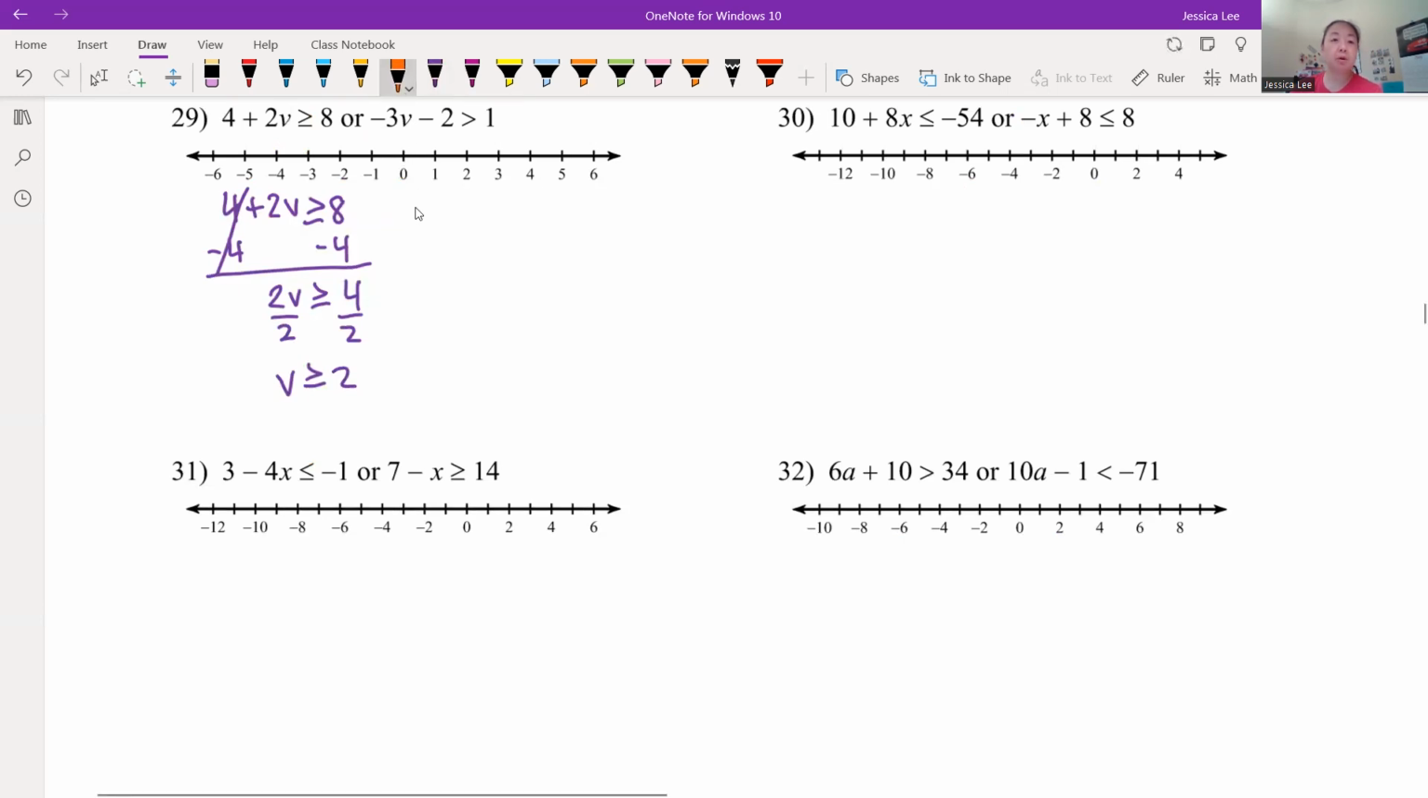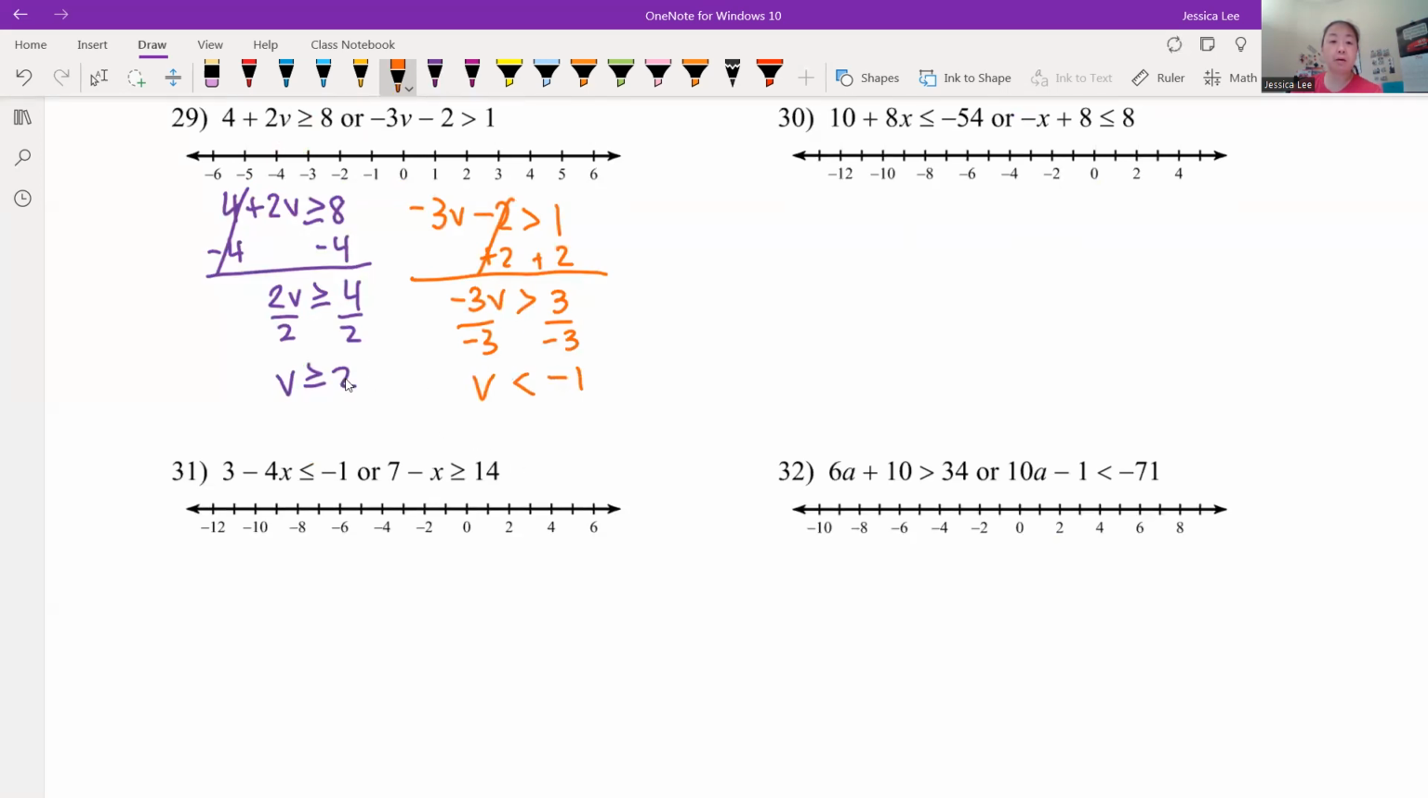And then our second part, oh, we got our colors back. -3v minus 2 is greater than 1. So again, we're going to add 2 to both sides. And -3v is greater than 3. Divided by -3. Oh, remember, we're dividing by negative, which means we're going to have to flip that. v is less than -1.